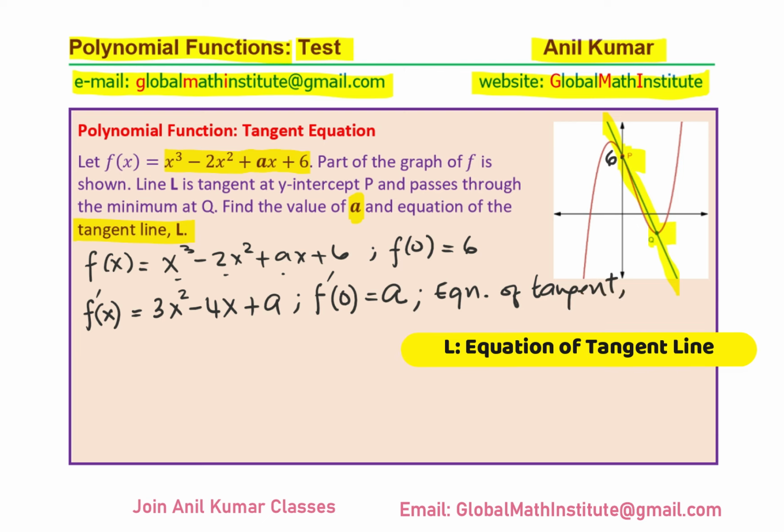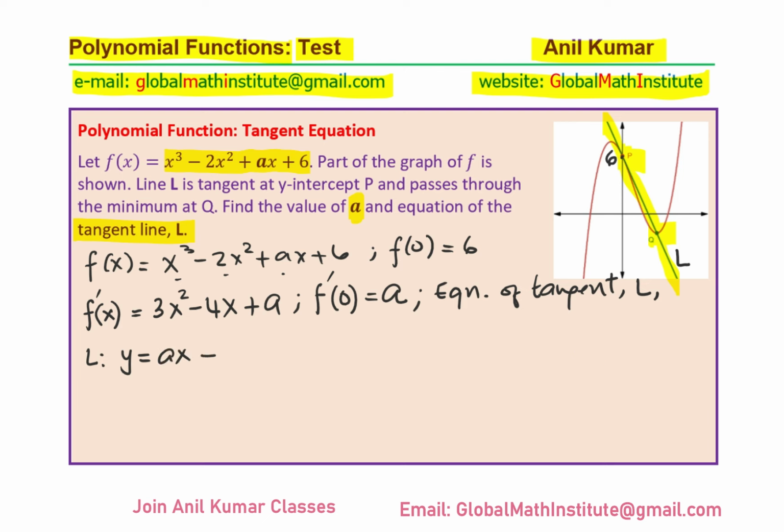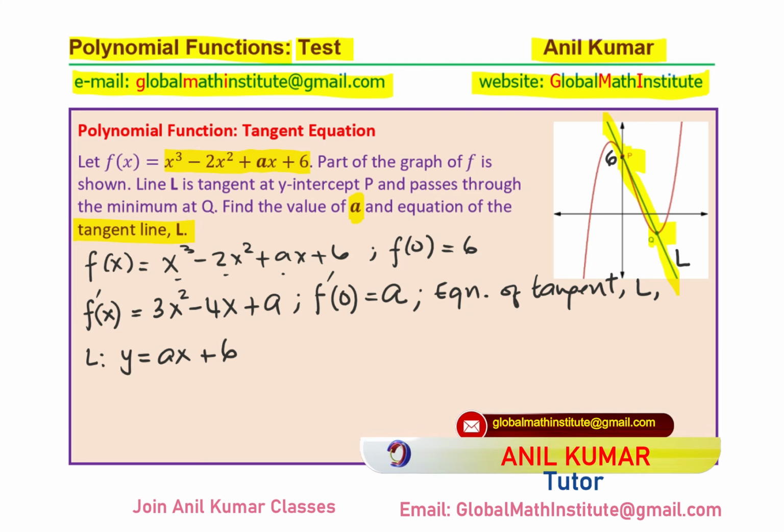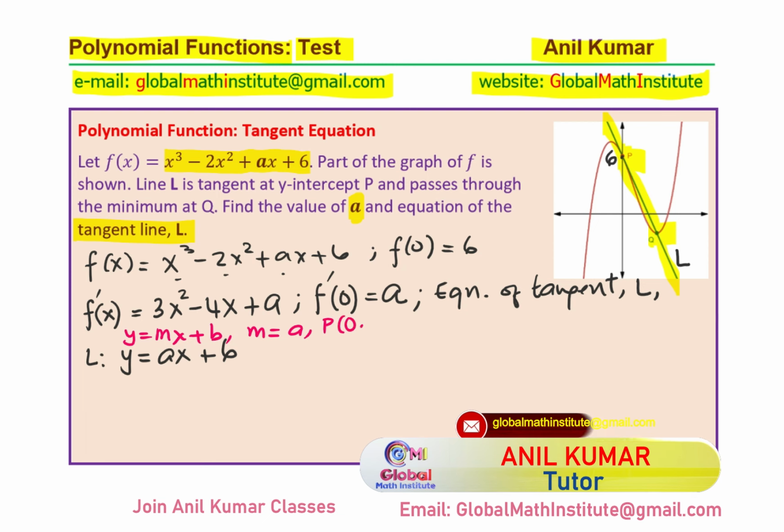This equation of the tangent line L will be in terms of a. So let's write down this equation of L, which will be y equals slope at P, which is a, times x, plus b, which is the y-intercept of 6. So we have used the slope-intercept form, which is y equals mx plus b. We know m is equal to a, and point P is (0, 6). Makes sense, right?